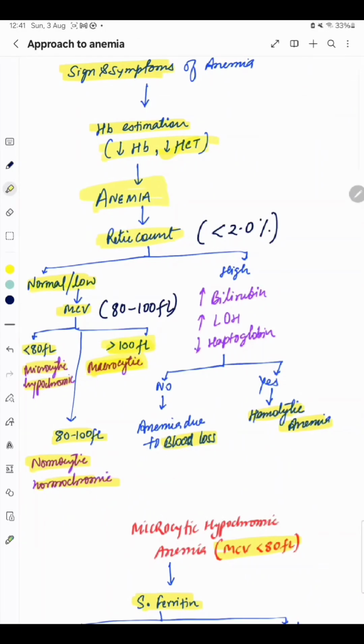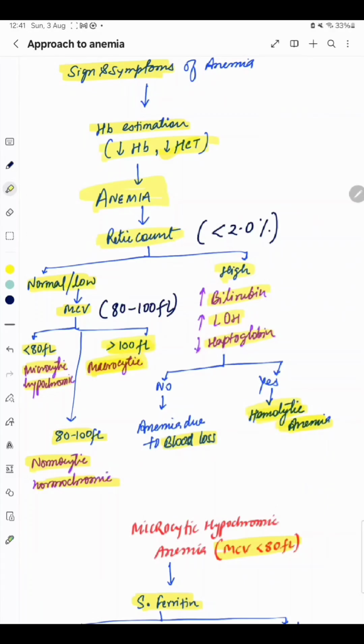On the other hand, if the retic count is high, then this indicates the increased process of blood synthesis, particularly RBC synthesis or erythropoiesis, increased due to certain reason. And along with this increased retic count, we ask for certain tests like serum bilirubin, LDH, and haptoglobin. If serum bilirubin is increased or LDH is increased and haptoglobin decreased, this indicates a condition of hemolytic anemia.